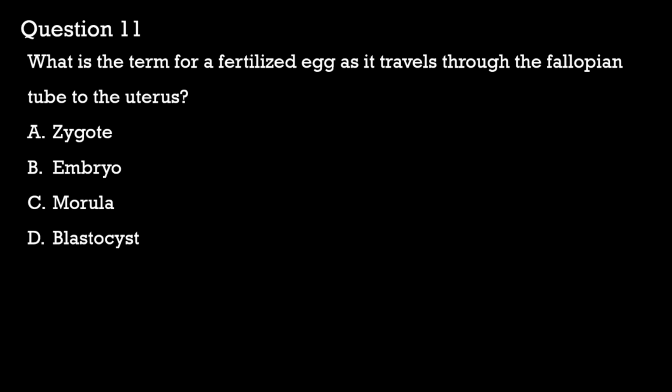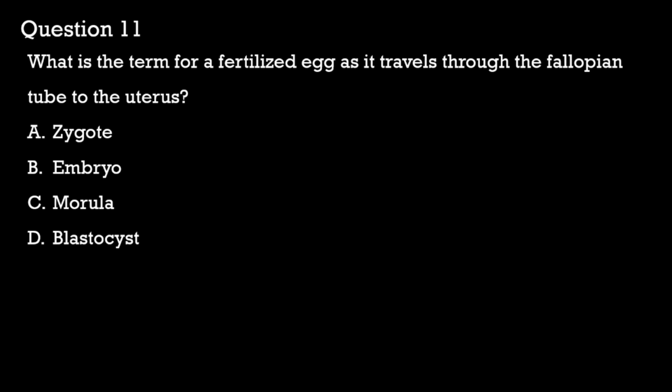A zygote is the very first stage of human development. So it is a single cell that is formed when a sperm fertilizes an egg. An embryo is a term used from the second week after fertilization up until the 8th week of development after implantation.